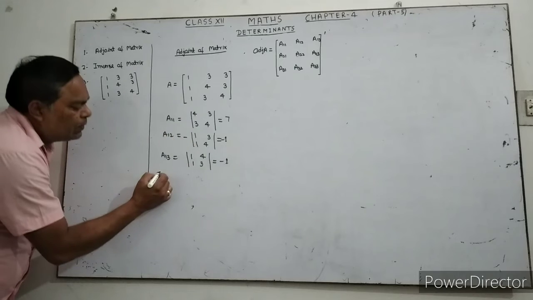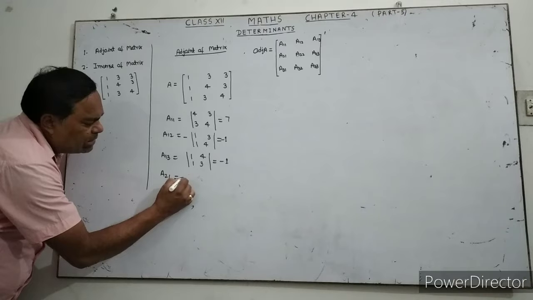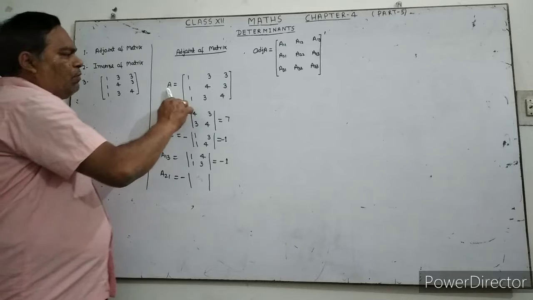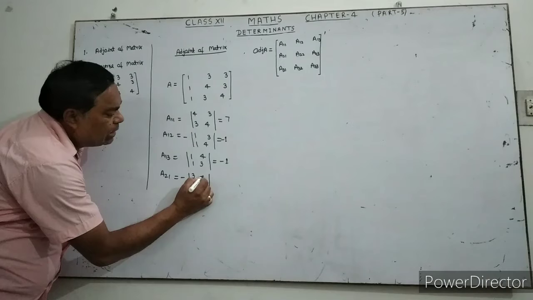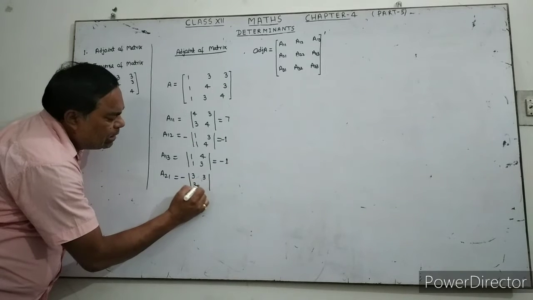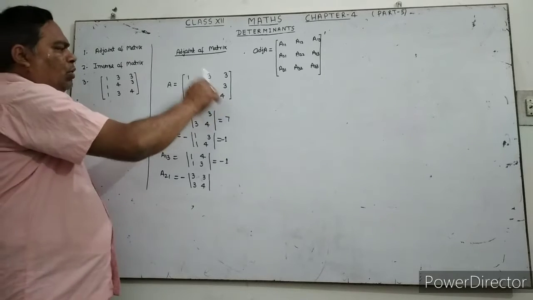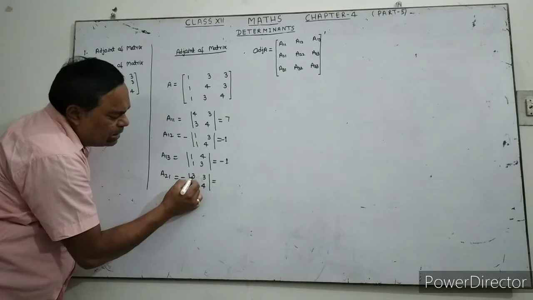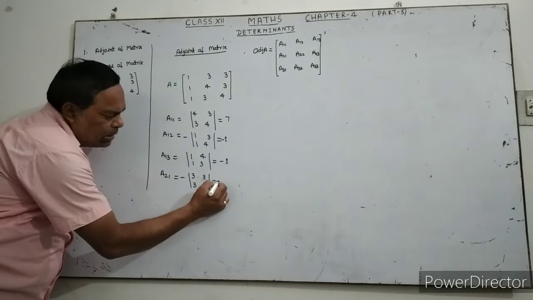Now the cofactor A21. Is this minus or plus? Minus. Now forget this row and this column, and we have 3, 3, 3, 4. This is 12 minus 9, which is 3, and with the minus sign, A21 is minus 3.